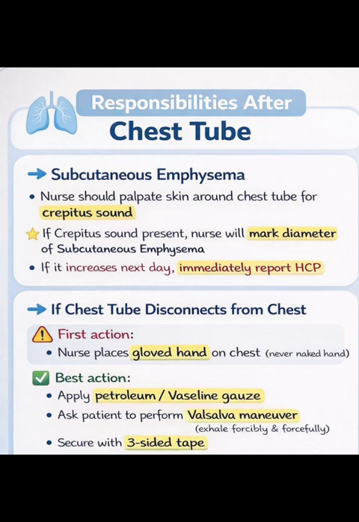If the chest tube disconnects from the chest, then the first action is that the nurse places a gloved hand on the chest, never bare hands. The best action is to apply petroleum or Vaseline gauze. Ask the patient to perform the Valsalva maneuver. Secure the chest area with 3-sided tape.